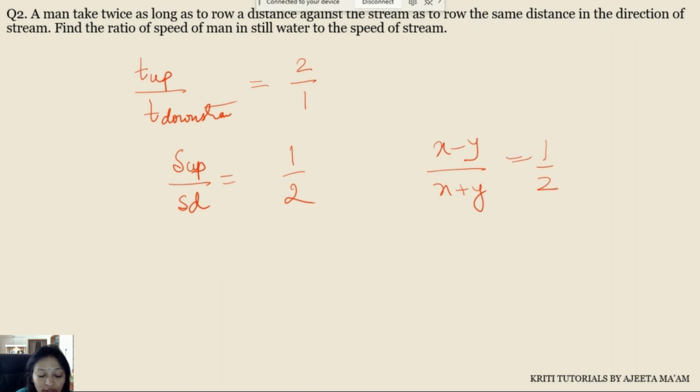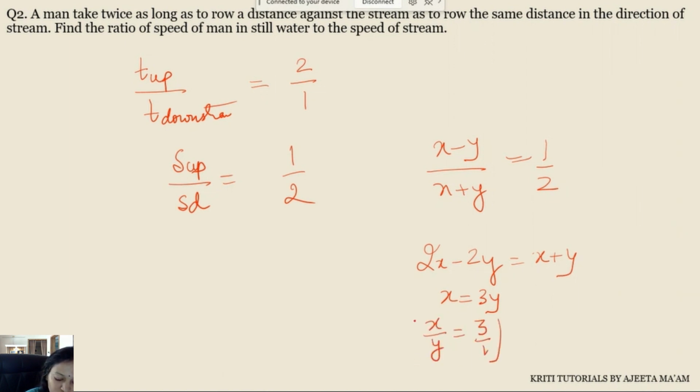Now again same thing you get. You get 2x minus 2y is equal to x plus y. Now easily you can find the speed ratio. That is what you're supposed to find here. You have to find the ratio of the man in still water to the speed of the stream. So what will be the ratio? X is 3y. Now who will tell me what's the ratio? X upon y will be how much? 3 is to 1. So the ratio is 3 is to 1.